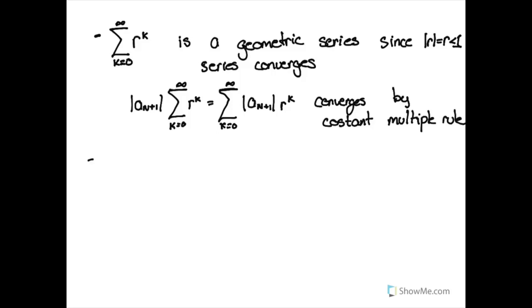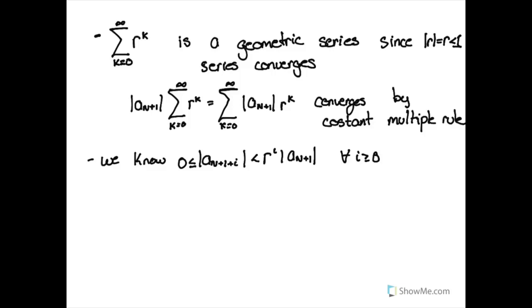Now from the last slide, we also showed that |a_{n+1+i}| is less than r^i times |a_{n+1}|. And this is true for all i greater than or equal to 0. And of course we know that both these terms are greater than 0 because we're taking absolute value. So that means that we can apply the comparison test here.